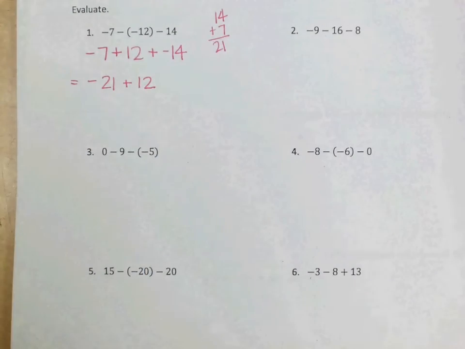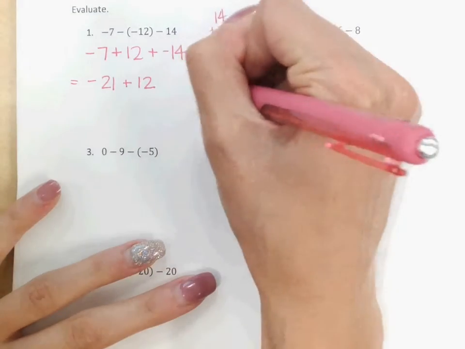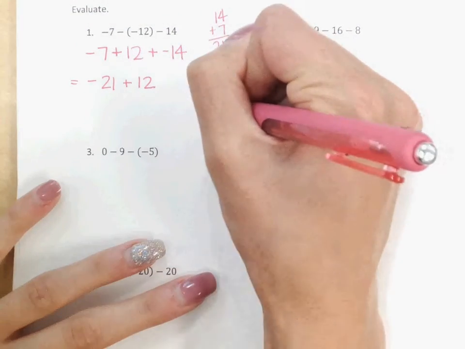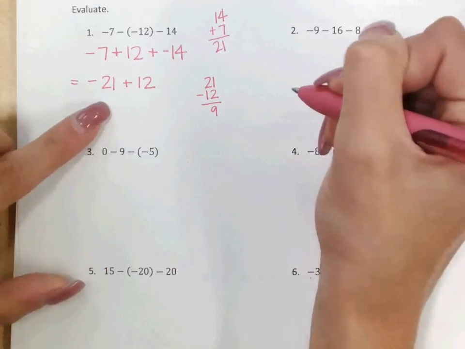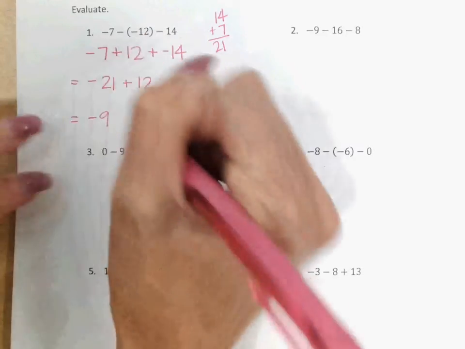Okay, negative 21 plus 12. These are at war. War means we subtract 21 minus 12, which gives us 9. And we look back and see that our bigger number is negative, so our answer is negative 9.